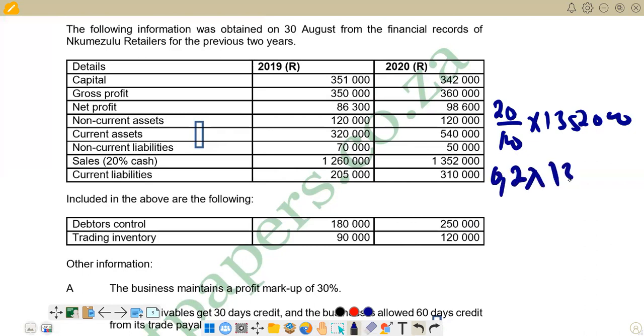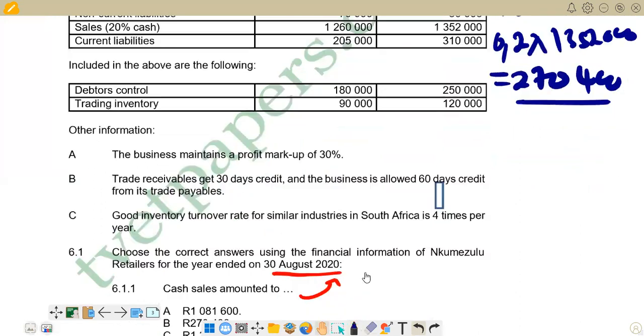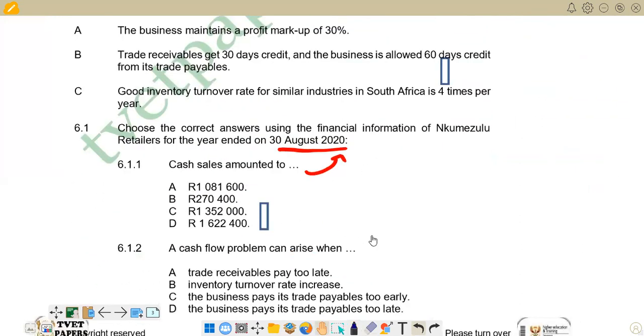And then we multiply by 1,352,000. Then let's try to see the answer that we get there. Let's try to calculate correctly. That's 0.2. Then we multiply by 1,352,000. Then the answer that we get there is 270,400. So this is the figure for cash sales. So we can go down and check all the answers that we have if we have got that figure. So we'll see that B is the correct answer that we are having there.